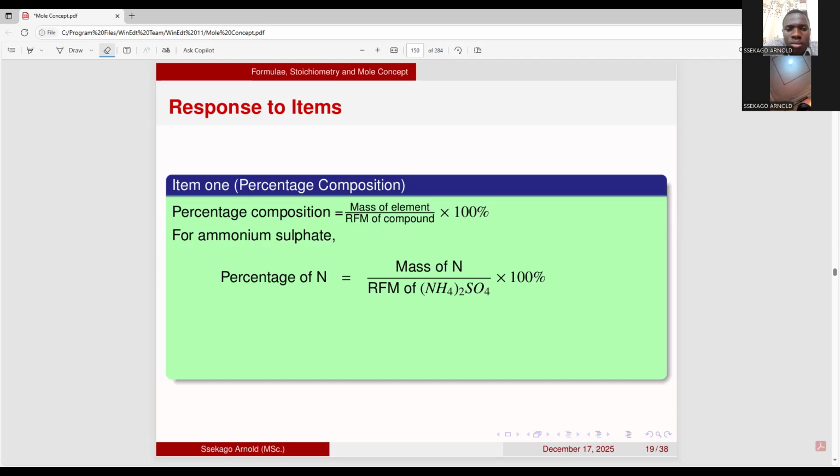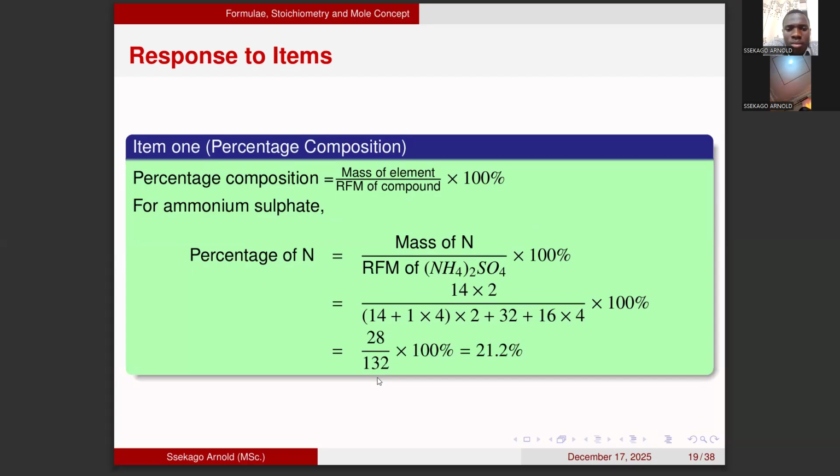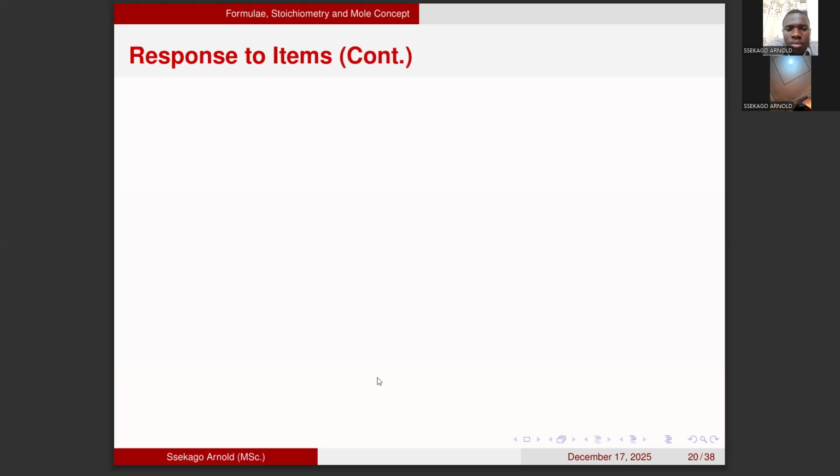Therefore, in this case, we shall have this nitrogen. There are 2, so the numerator is 14 times 2, then followed by this information down. Multiplying up, we obtain 28. Then down, if we sum all this up, we obtain 132. Then times 100%. Calculating that, we obtain 21.2% as the percentage of nitrogen for ammonium sulfate.